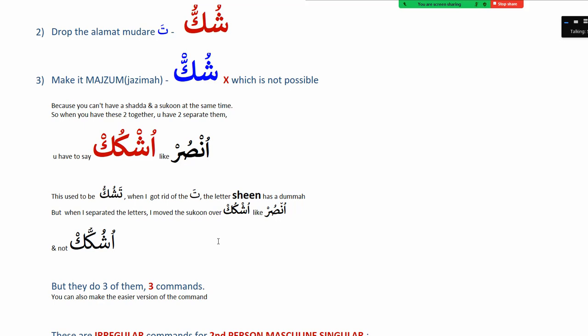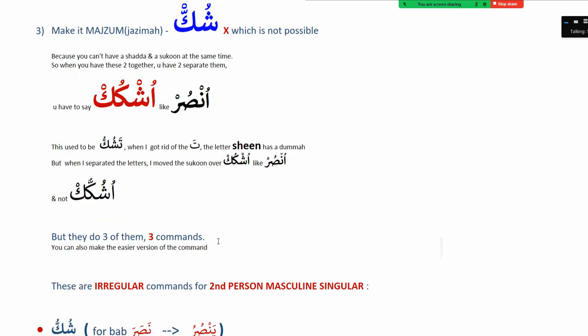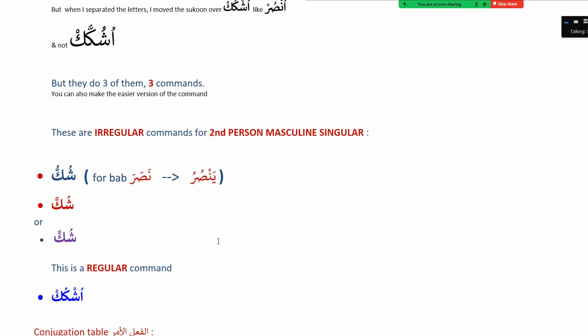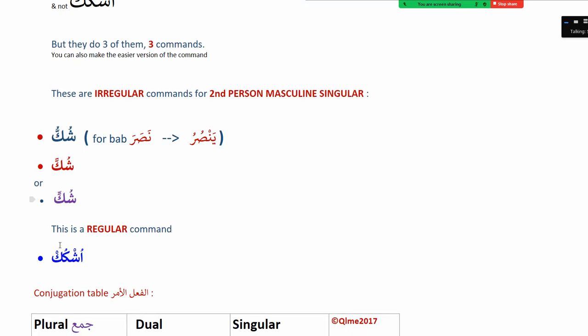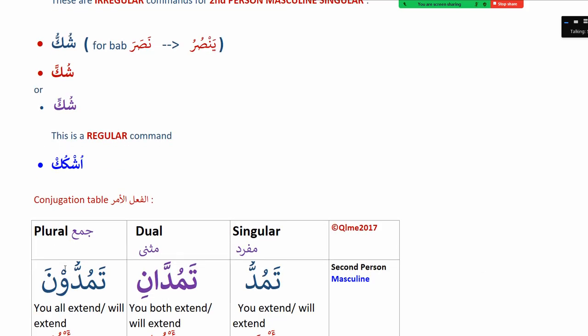In this case, they have three commands. These are irregular commands for the second person masculine singular anta. It would be shukku for Bab Nasara Yansuru, or shukka, or shukki. There are three commands for anta: it could be shukku or shukka or shukki. And for the regular command unsur, we are going to follow the unsur pattern. It becomes ushkuk. So there are totally four commands for anta.